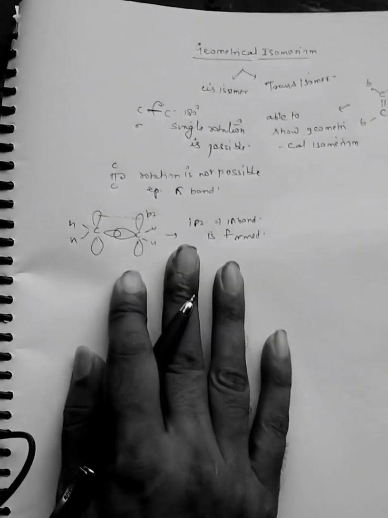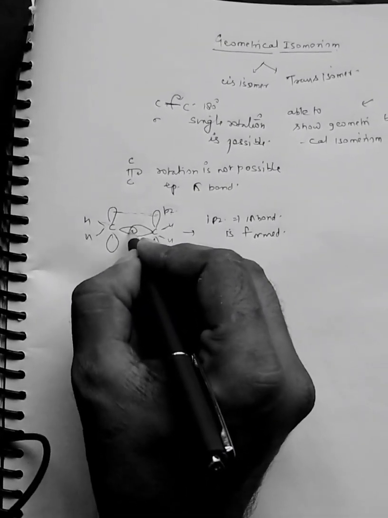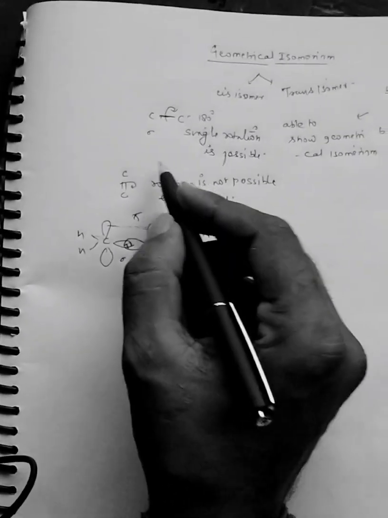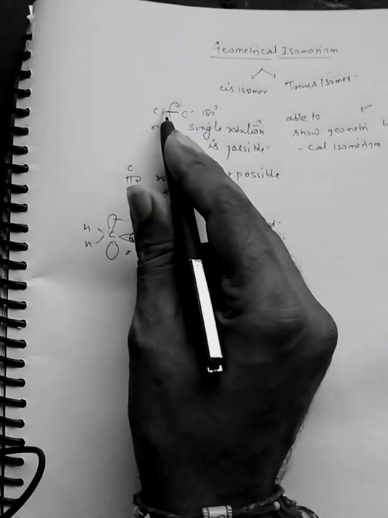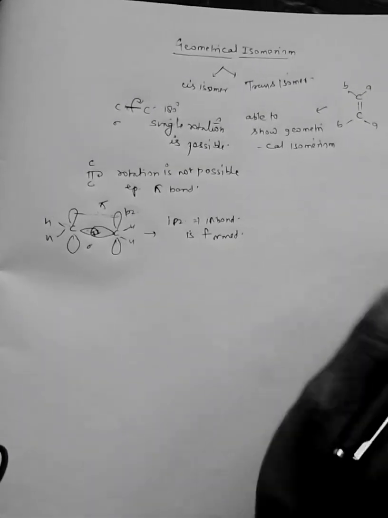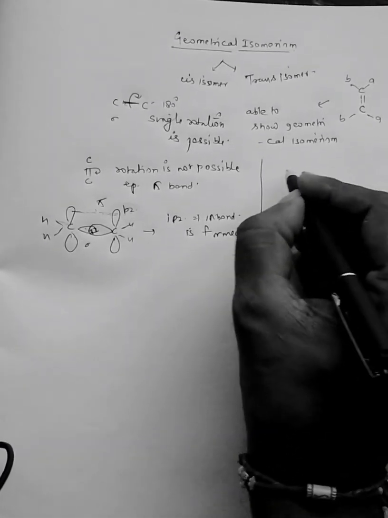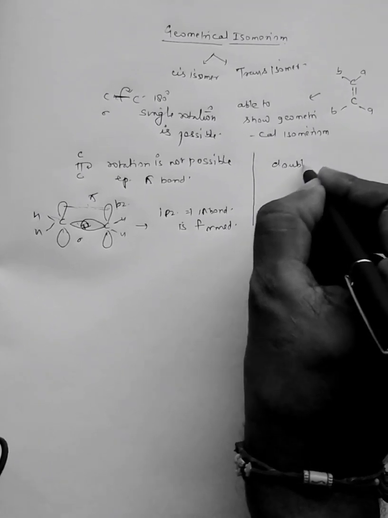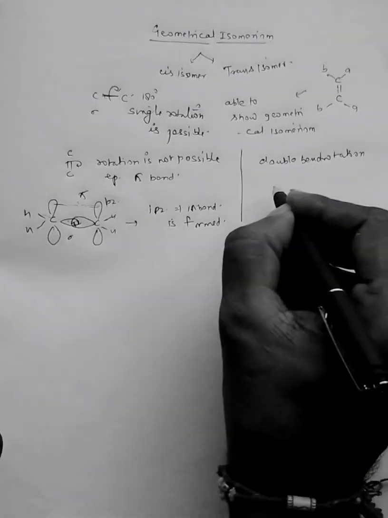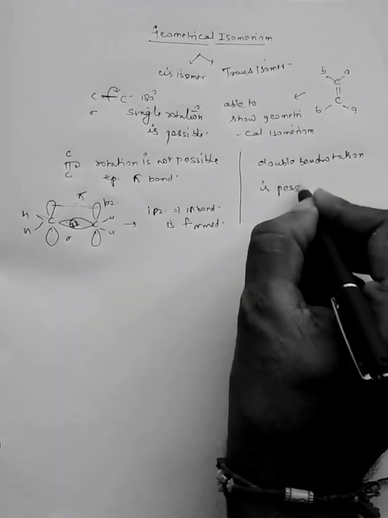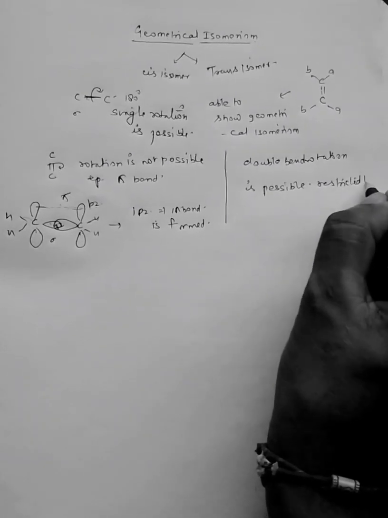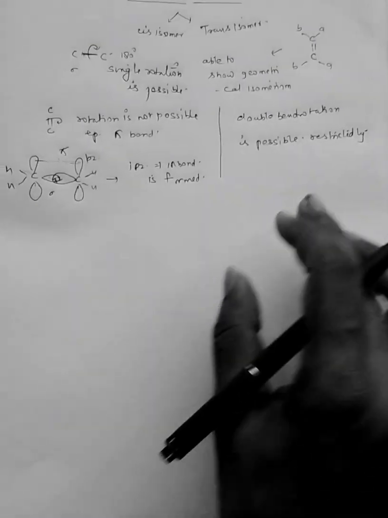Okay, so you cannot rotate it. This is the sigma bond, this is the pi bond. In a single bond only the sigma bond is present, the pi bond is not present, so that's why you cannot rotate this double bond. Double bond rotation is possible only restrictedly, means restricted rotation is possible, very little rotation.